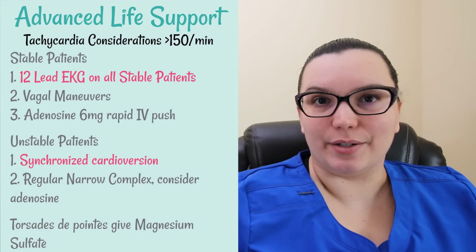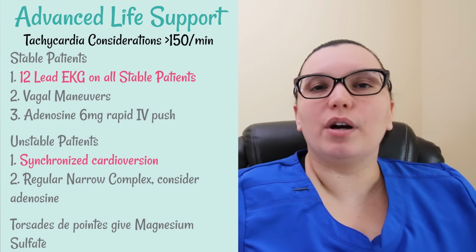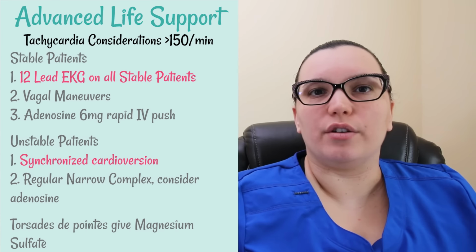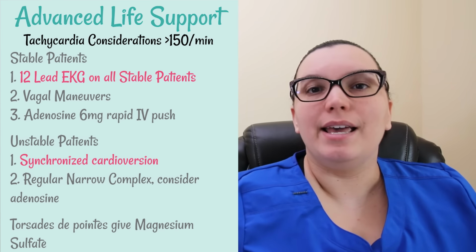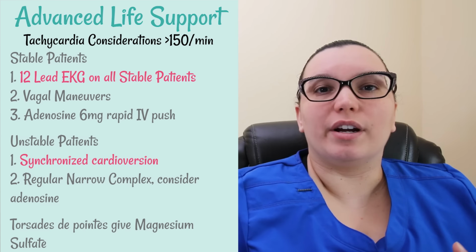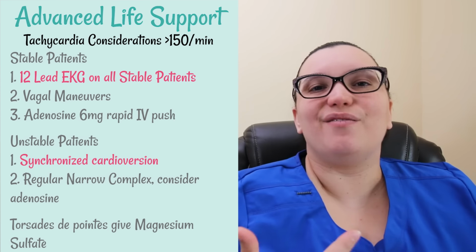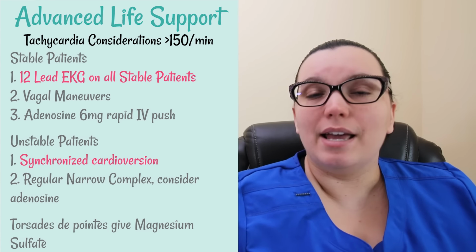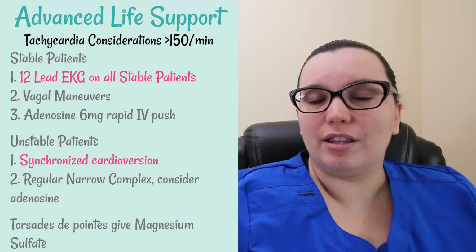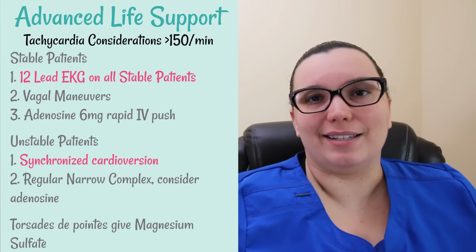Moving on to our tachycardia considerations for patients, 150 beats per minute equal to or above that. So for our stable patients, any stable patient that we have, we're always going to do a 12-lead EKG on all stable patients. And I'm going to repeat that because that's important. Any stable patient that we have, we're going to do a 12-lead EKG. We're going to ask these patients that are stable to vagal maneuver. They're going to clench down and hold their breath and try to vagal out of those rhythms. If that doesn't work, then we move on to adenosine. We're going to give 6 milligrams rapid IV push. We're going to monitor the patient. There's going to be a brief period of time that their heart kind of stops and then restarts itself. And hopefully that takes care of the problem.